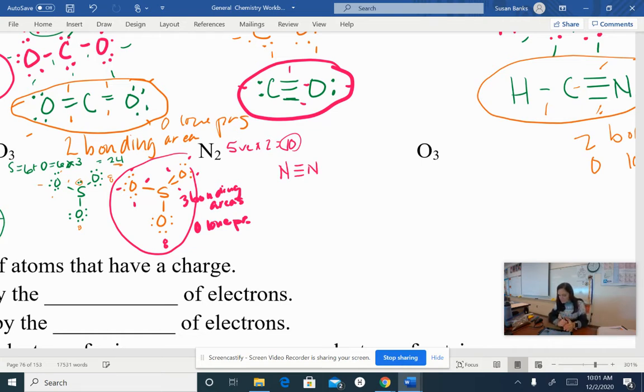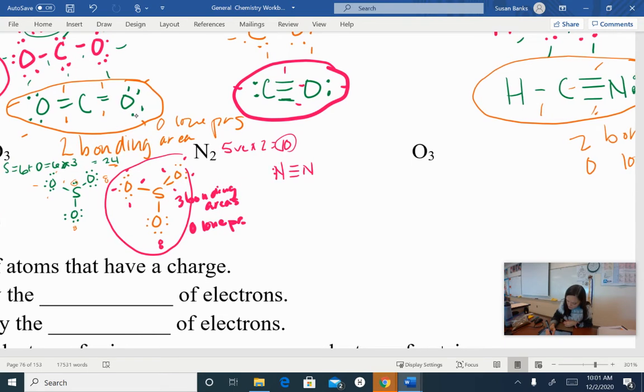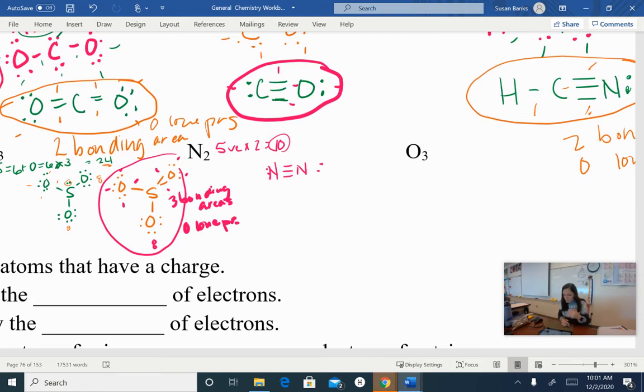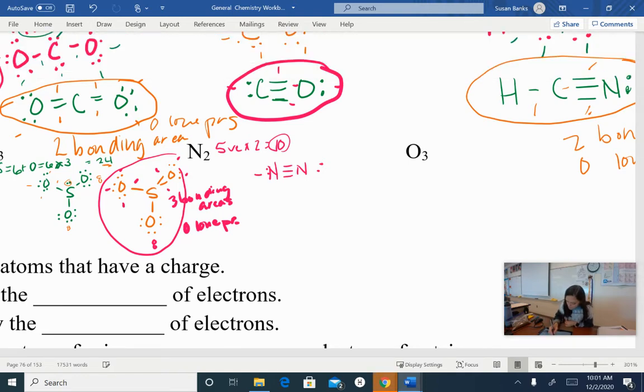That means the nitrogen on the left has 6 electrons, so it's going to need a lone pair to get its 8. And the nitrogen on the right also has 6 electrons. It's also going to need a lone pair to get its octet. So if I count up my electrons that I've used, 2, 4, 6, 8, 10. So indeed, nitrogen is triple bound. It's got a triple bond on that nitrogen.